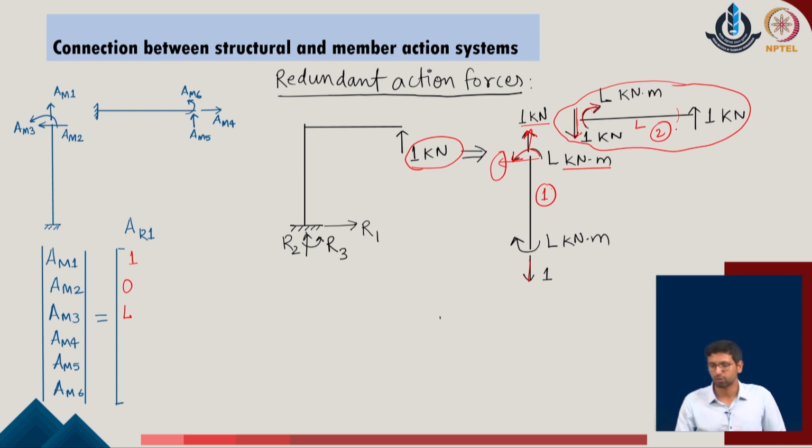Now, we go to member 2. At the far end of the given system, we have one force in the vertical direction, but no force in the horizontal direction and no moment active on the given system. So, we define the value of the horizontal force as 0, vertical as 1, and the moment as 0. These become the corresponding member action forces when I apply a unit force in the structural direction with respect to the redundant.